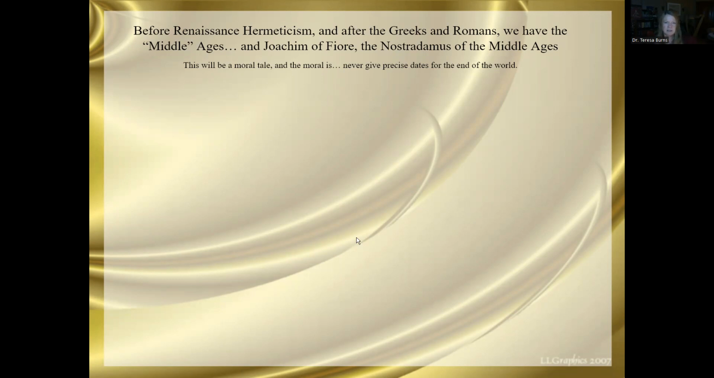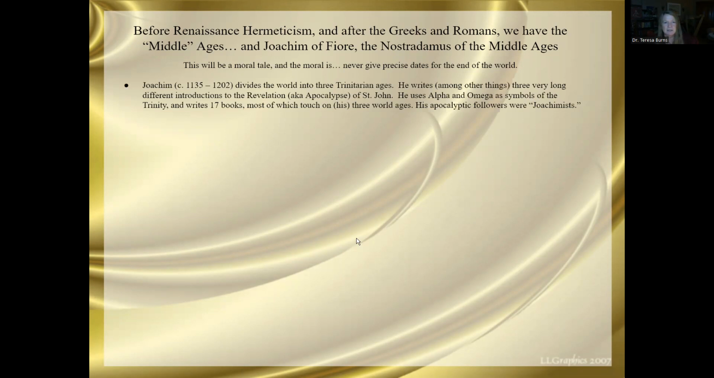There are references in this theorem like midday. I mean, that's directly language of Joachim of Fiore. Yes, there are copies of his works in Dee's library, but we also know if Dee is interested in a Christian thinker who's dealing with world ages, he's got to deal in some way with Joachim of Fiore, who is by far the most well-known. Joachim divides the world into 3 ages. He's a Trinitarian. He writes, among other things, 3 very long introductions to Revelation. I'll give you a list of some of these down below.